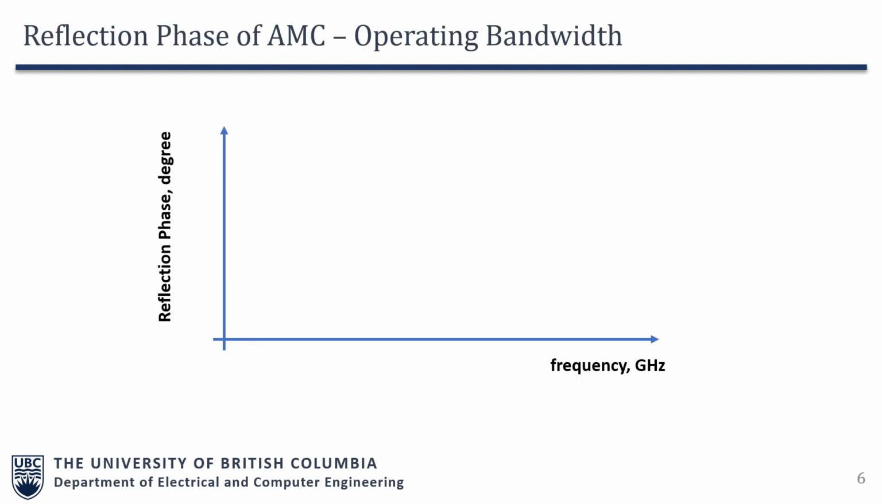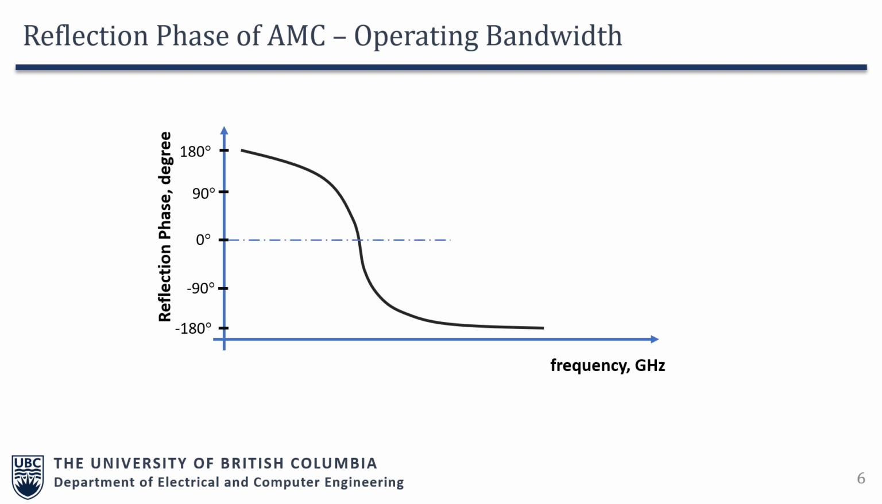Now let's move on to the property of reflection phase of AMC and how to determine the bandwidth of AMC. We can determine the bandwidth from the reflection phase plot. Along the x-axis we have frequency, and along the y-axis we have the phase of the reflected wave, which we call the reflection phase. It's basically an S-curve, an elongated S. And if you notice, the 0° line intersects the curve at point A, and at that particular frequency the AMC achieves resonance, and we call F0 the resonance frequency of the AMC.